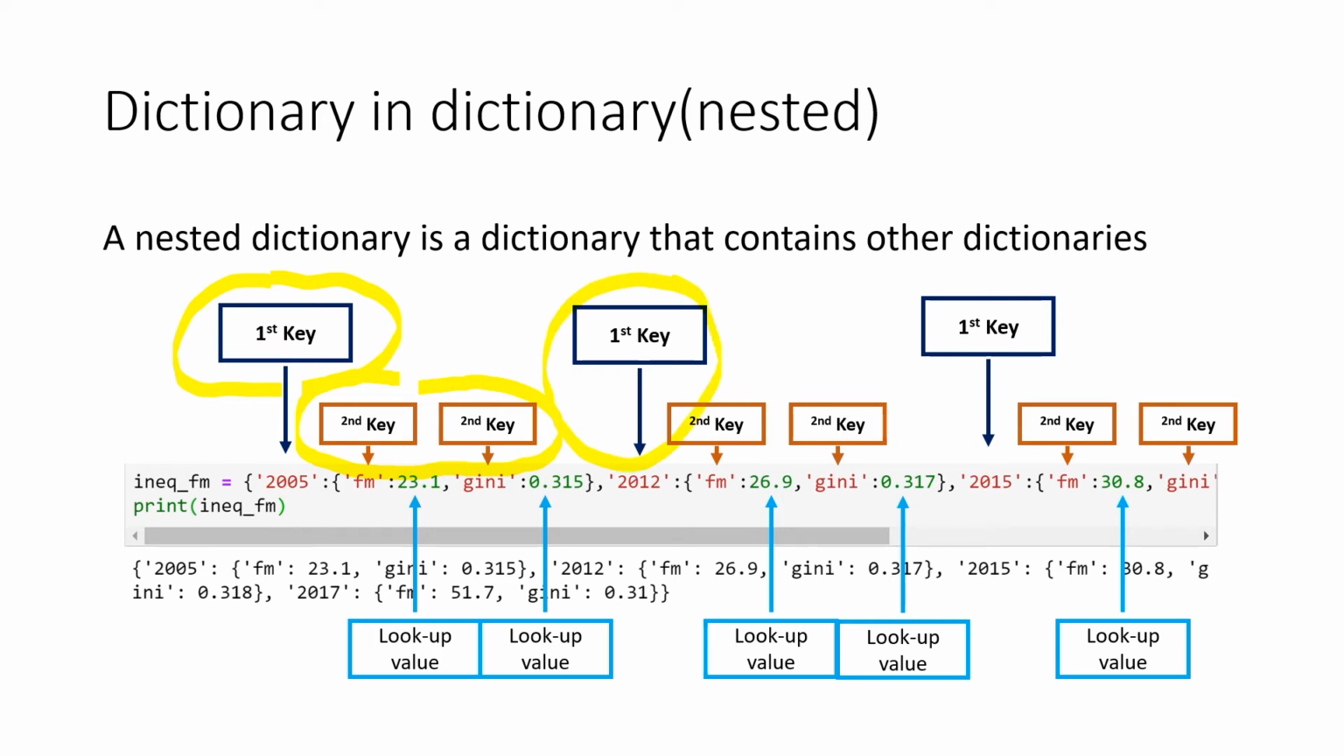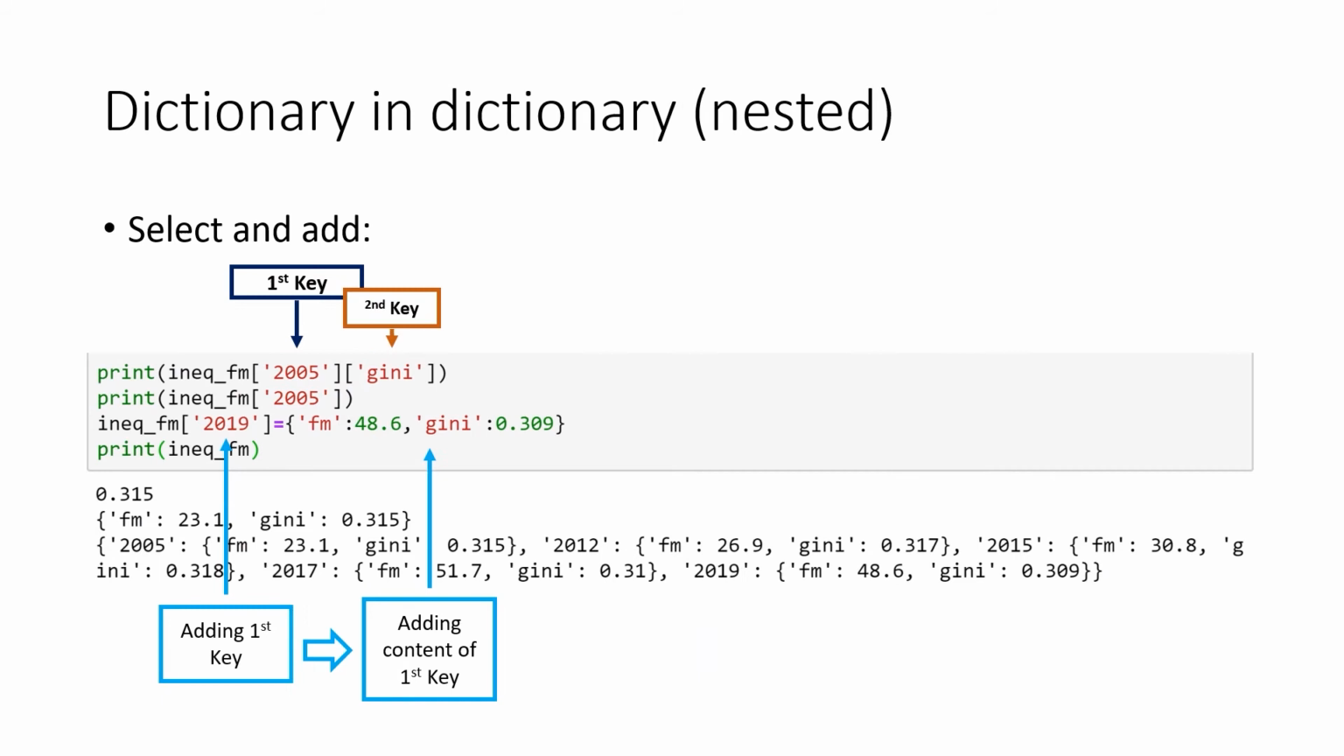So we have here our first key, then we have here our two single keys, and those nested keys contain our actual lookup value. And if we print out the dictionary, it looks like a Python dictionary. So first we have curly brackets on both sides, and then for each nested dictionary, we have again curly brackets inside of our dictionary.